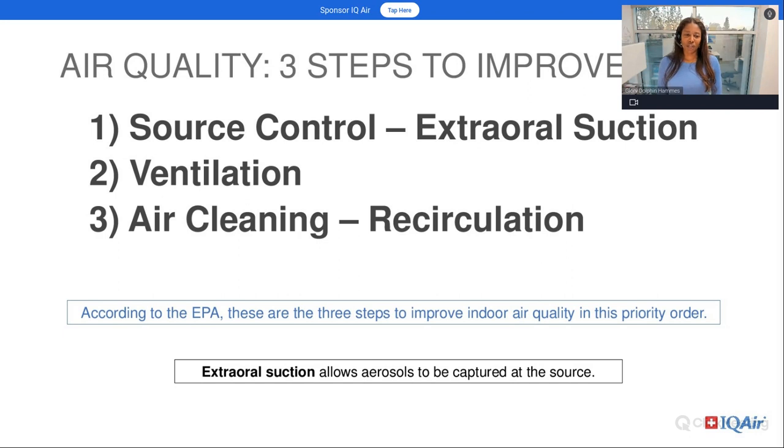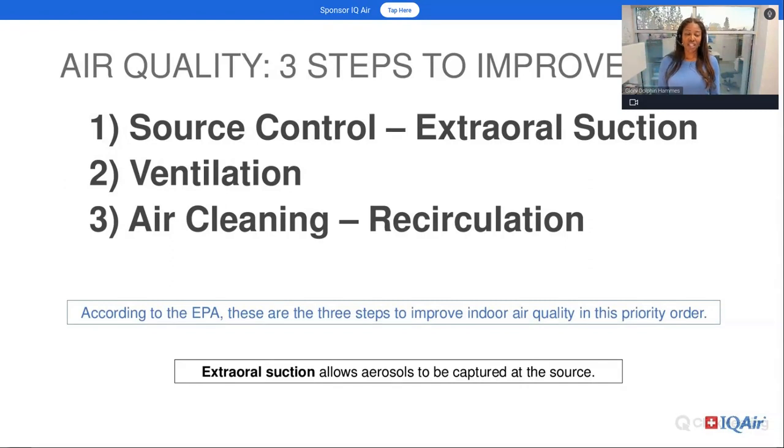There's 3 steps to improve air quality, and this is very specifically in prioritization order. So prioritization order meaning if there was one thing you could do, that's going to be number 1. So the one thing to do to make sure you don't skip this step is source control. And within the dental environment, that is extraoral suction. So source control, extraoral suction is what you can do in order to prevent your aerosolized biocontaminants from spreading throughout the operatory, but also ensuring that it's being filtered out.